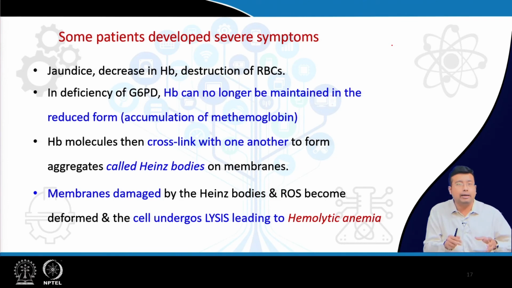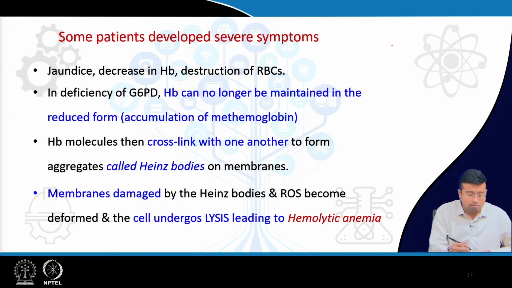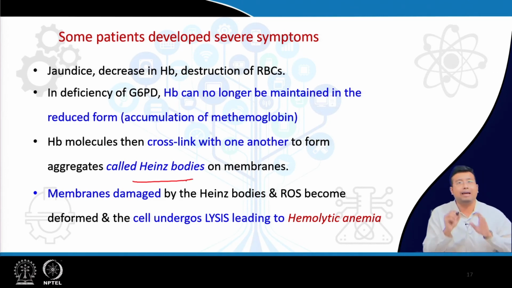So, there will also be methemoglobinemia. When observed under the microscope, these hemoglobin molecules cross-link with each other to form something known as Heinz bodies. Again, very important MCQ question. These Heinz bodies also play a role in damaging the RBC membrane.